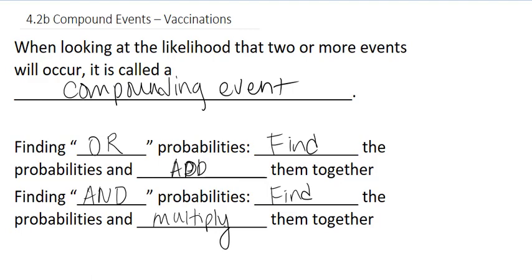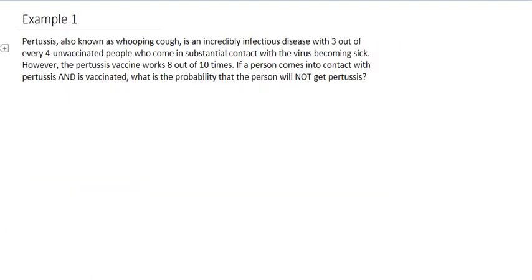So let's look at an example. Pertussis, also known as whooping cough, is an incredibly infectious disease, with 3 out of every 4 unvaccinated people who come in substantial contact with the virus becoming sick. However, the pertussis vaccine works 8 out of 10 times. If a person comes into contact with pertussis and is vaccinated, what is the probability that the person will not get pertussis? So to find this probability, we first need to write down our 2 probabilities.